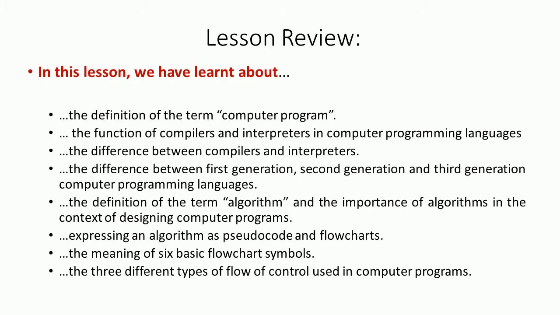Lesson review. In this lesson, we have learned about the definition of the term computer program, the function of compilers and interpreters in computer programming languages, the difference between compilers and interpreters, the difference between first generation, second generation and third generation computer programming languages, the definition of the term algorithm and the importance of algorithms in the context of designing computer programs. Expressing an algorithm as pseudocode and flowcharts. The meaning of 6 basic flowchart symbols. The 3 different types of flow of control used in computer programs.